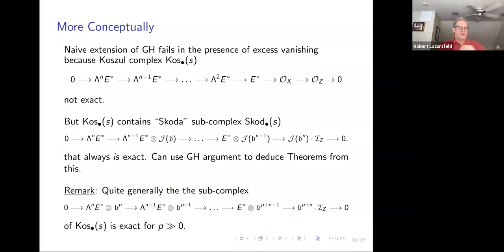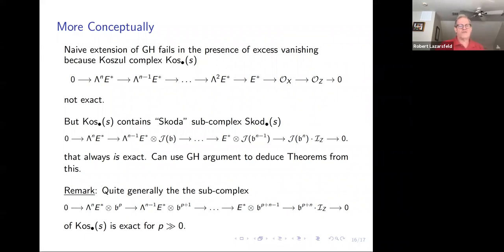But the point I want to make is that what multiplier ideals conceptually give you is subcomplexes of a Koszul complex that are automatically exact. Somehow the exactness is built in for vanishing theorem reasons. And it's interesting, so I think of this as a Kodaira type subcomplex that's exact for Kodaira vanishing type reasons. But quite generally, there's also a subcomplex that's exact for Serre vanishing reasons.